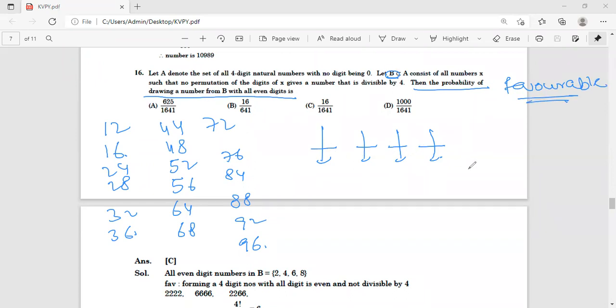So all the numbers are odd. How many odd digit numbers are there? Odd digits are there, 1, 3, 5, 7, 9. So 5 into 5 into 5 into 5. 5 raised to power 4 numbers are possible with all digits odd.